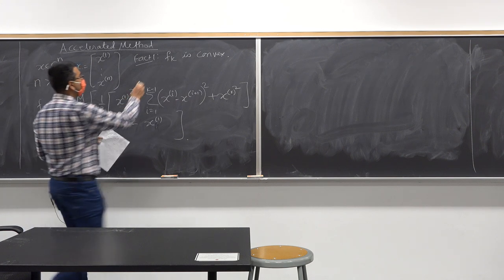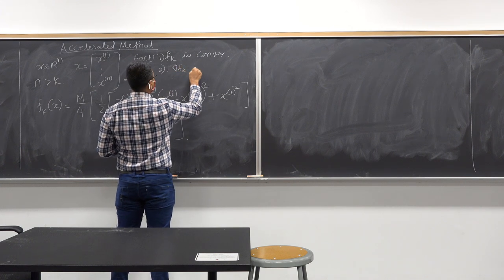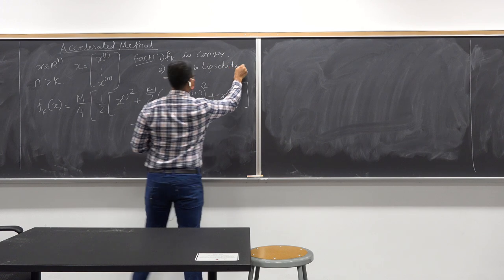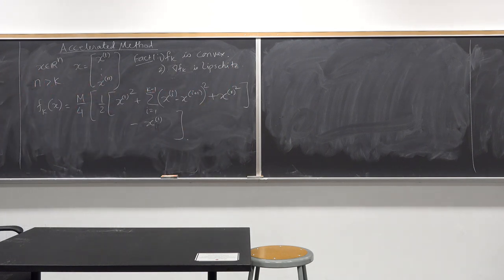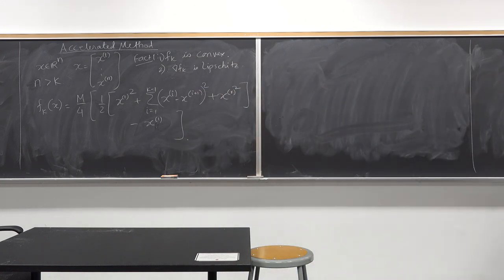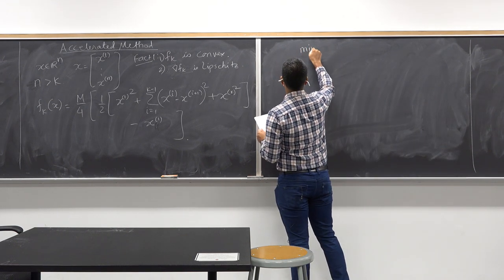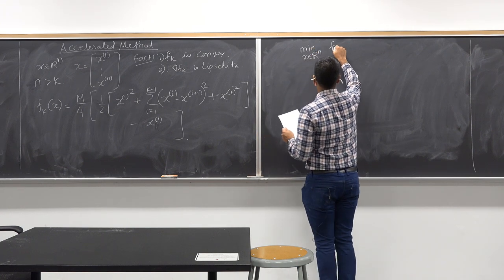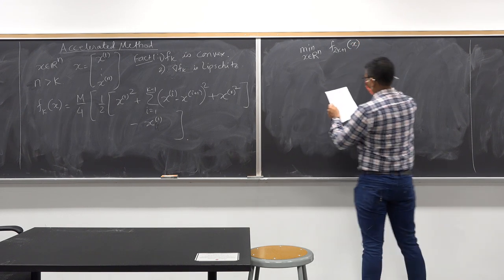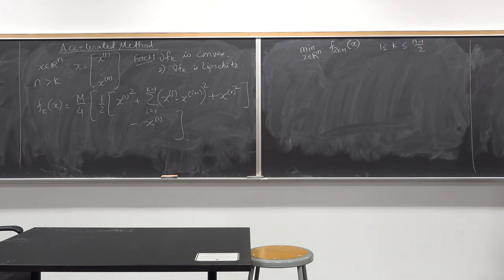The second is that the gradient of fk is Lipschitz, and actually the Lipschitz coefficient is capital M. So I have a convex function with the Lipschitz gradient. And this is the problem I want to solve. I want to minimize over x in Rn, f of 2k plus 1 of x, and I'm picking a k which is less than or equal to n minus 1 over 2.